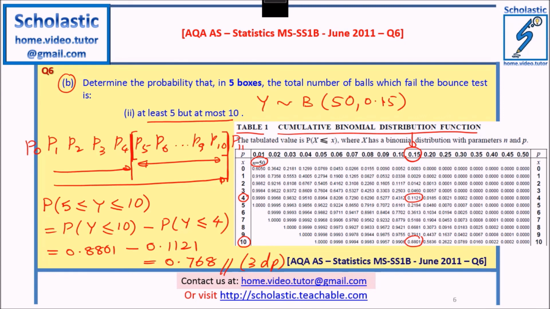Exactly 0.768. That's all. That's the answer to the AQA AS Statistics MS-SS1B June 2011 examination, question number 6. In fact, this was held in May, but sometimes we call it June, so it may be a May-June examination, but we always refer to it as the June 2011 examination paper. Okay, thank you.